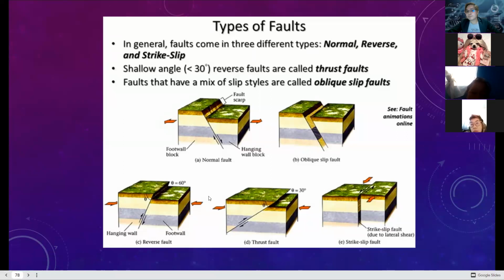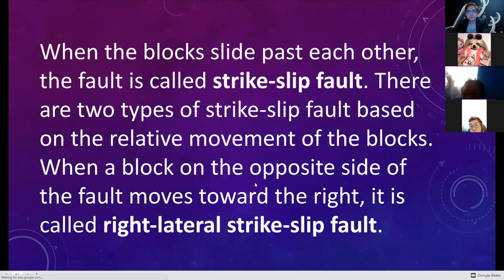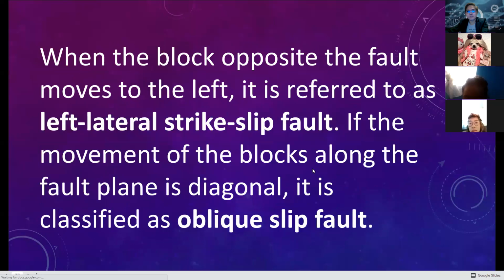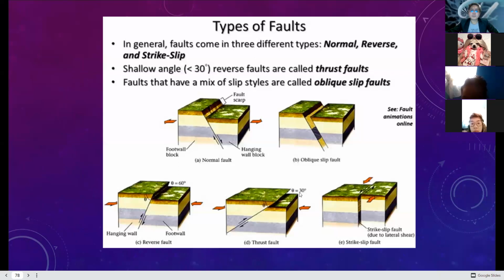But if the reverse fault has actually 30 degrees, I think this is not 30 degrees, wait. Let me check. Reverse fault, 35 degrees. Correct. It is between 30 degrees to 35 degrees. Still the same, it is called the thrust fault.